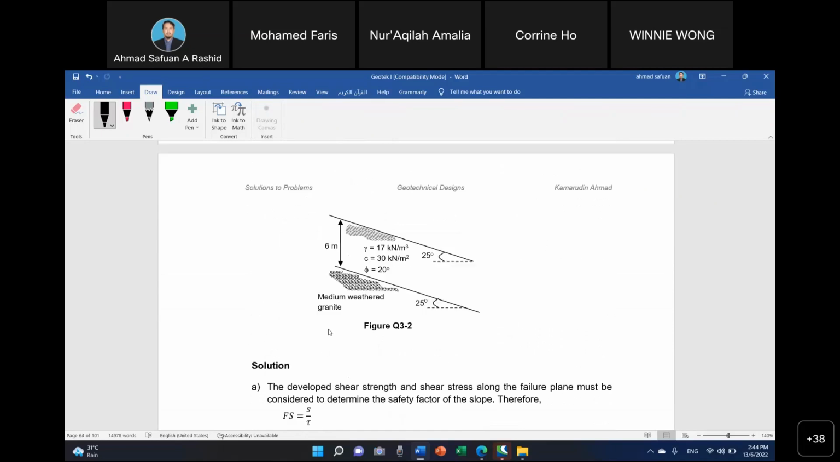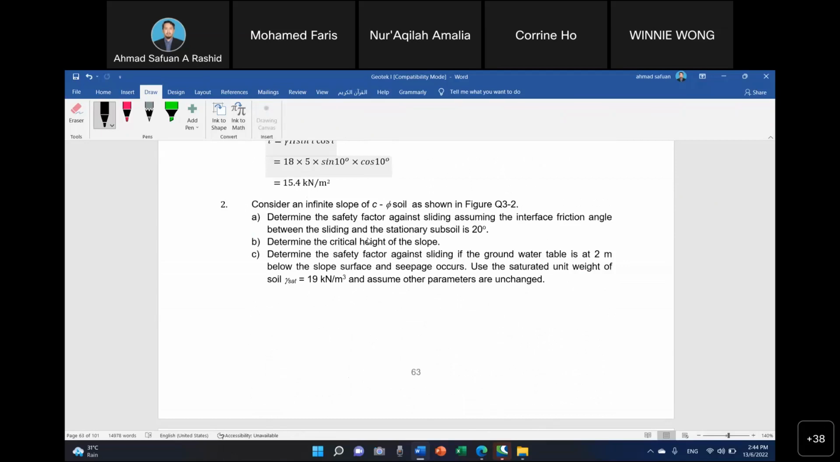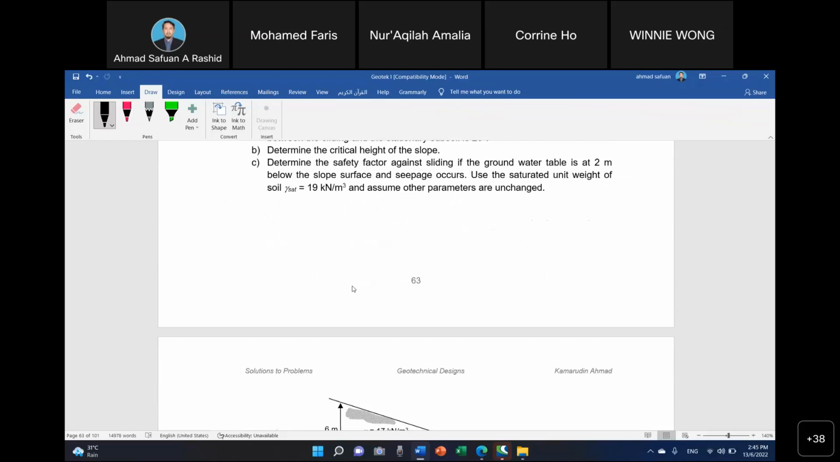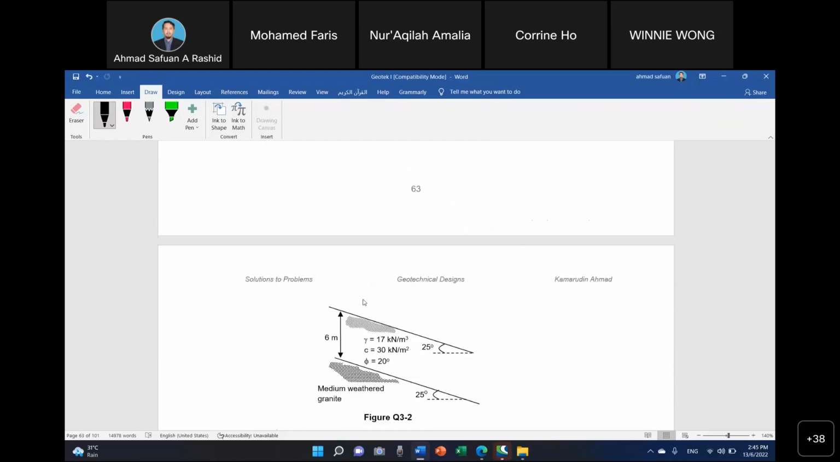So if you understand the example number 2, I guess you have mastered the infinite slope problems. Because normally the question will ask, what is the critical height? What is the factor safety when the water is increased? Or they provide the factor safety value. Then you need to determine what is the C, for example, or phi value, after they have provided the factor safety value.